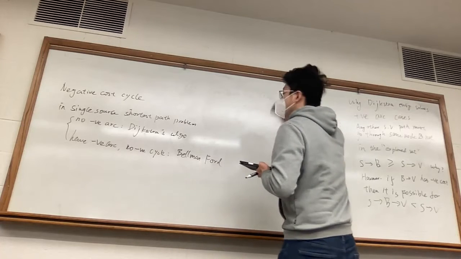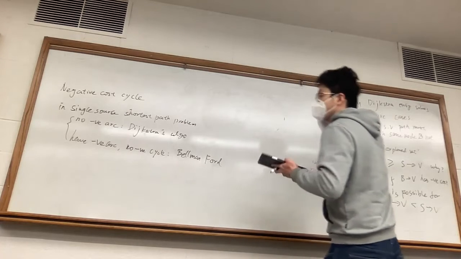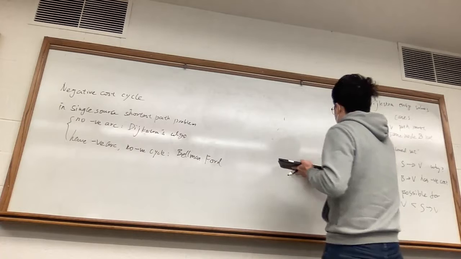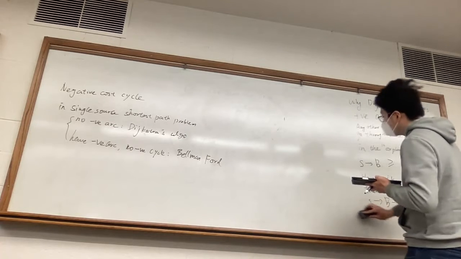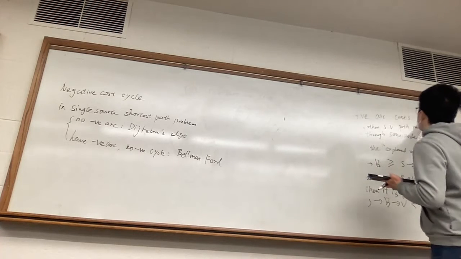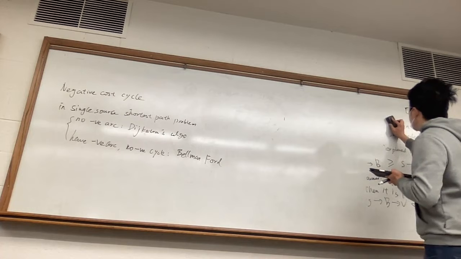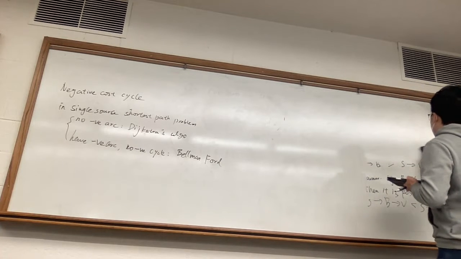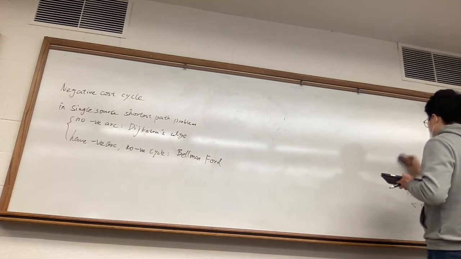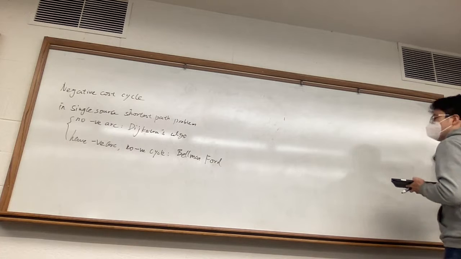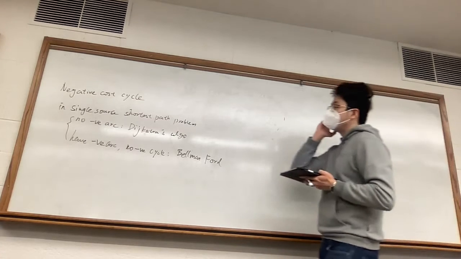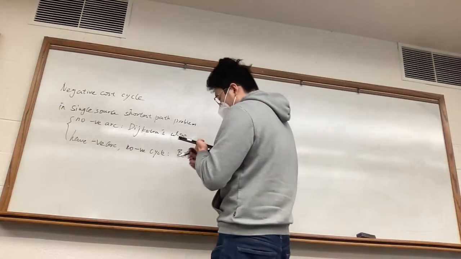So when we are talking about the shortest path problem, we assume that there's no negative cycle. Now, Dijkstra's algorithm cannot be used to deal with the case in which there is a negative cost arc in a graph, so we need to turn to Bellman-Ford when we have a negative arc. So what does Bellman-Ford do?